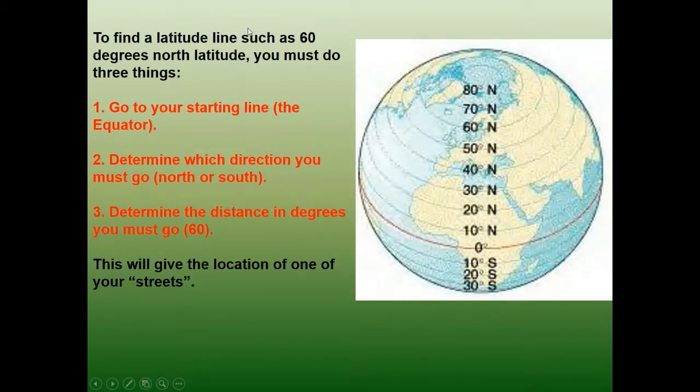To find latitude, you start at 0 and determine which direction you're going, north or south. You can see all these are labeled north, all these are labeled south. So when you do your practice, that's what your practice should look like. That first number should always have that N or S after it.